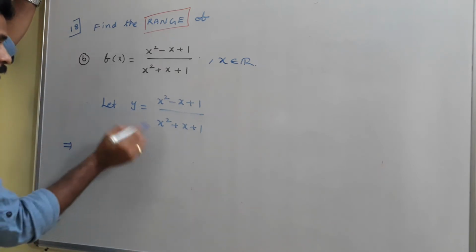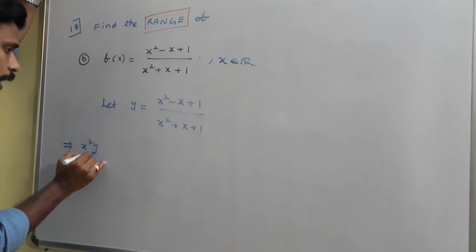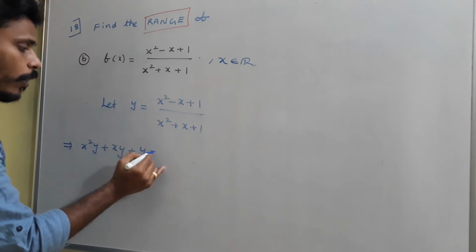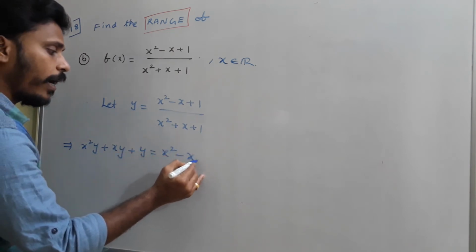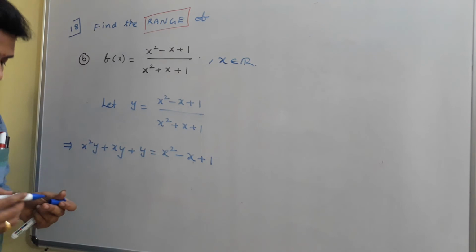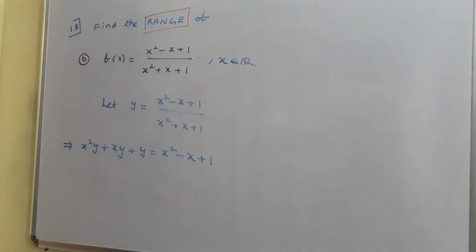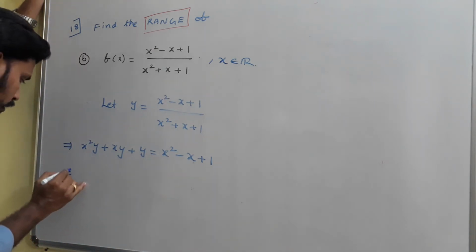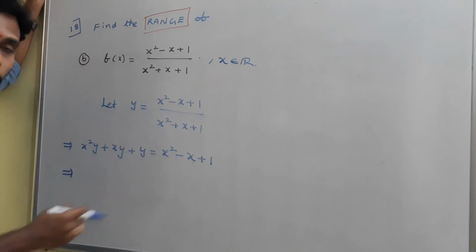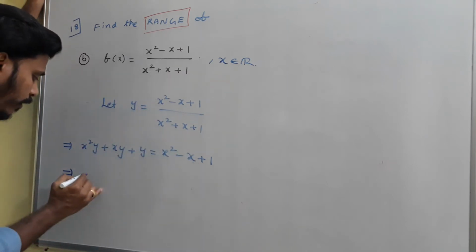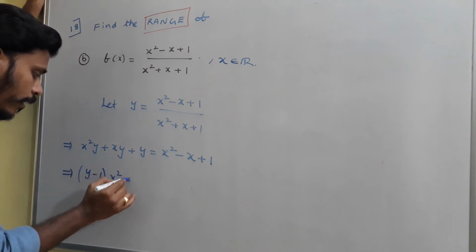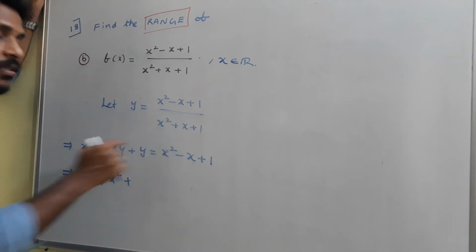So that implies x square y plus x y plus y is equal to x square minus x plus 1. Okay? And then, as we mentioned in the previous case, we need to make a quadratic in terms of x. That implies this is x square y, this is x square. Send everything to one side. Then y minus 1 into x square plus this is xy, this is minus x.